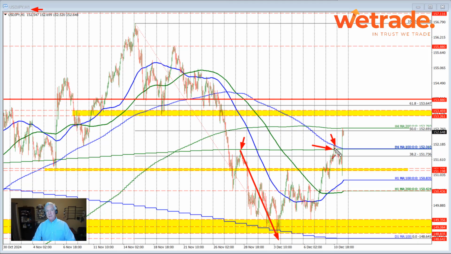So getting above the 200-day moving average was important, but the 100-bar moving average got in the way, and the price into the close fell back below the 200-day moving average. And that gave the sellers the go-ahead to push to the downside.